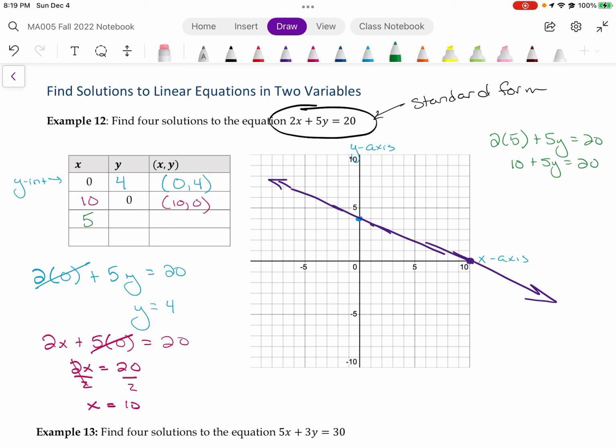See how y equals 0 is so much easier? Subtract 10, and I get 5y equals 10. Divide by 5, and you get y equals 2. So y equals 2, and my point is 5, 2. So I come over here, and I find, look, there it is. So it's right on the line that I drew.